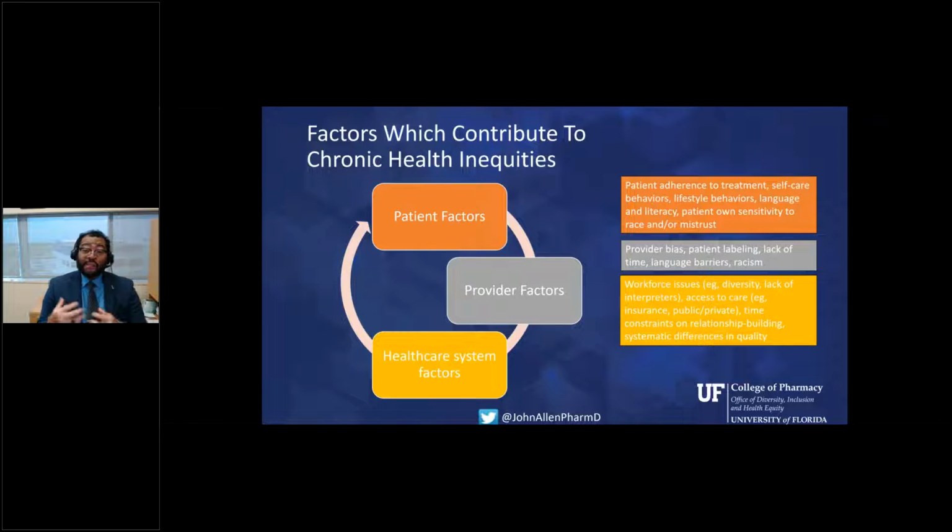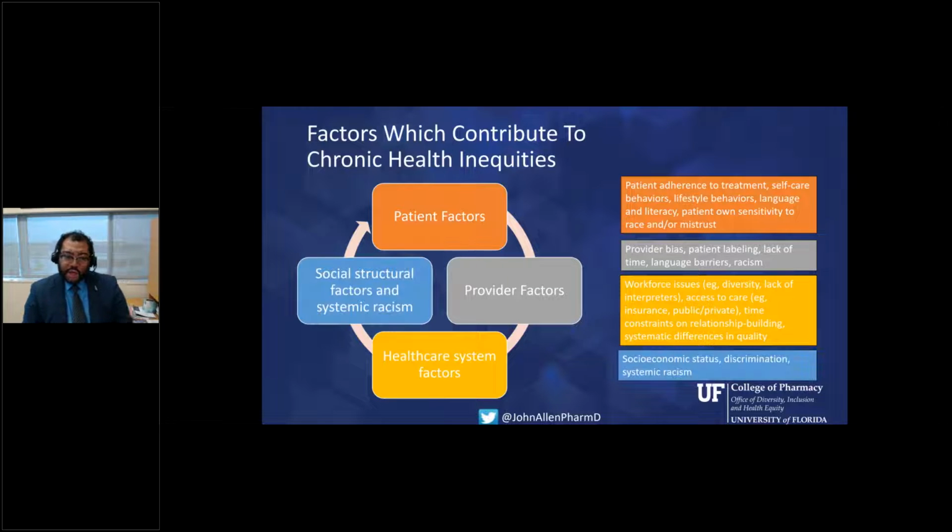Access to care. When we talk about access to care, we're talking about insurance, whether that be public or private insurance. Also, time constraints on relationship building, going back to the time constraints in terms of visits with patients. And then differences in quality, and we'll spend a few moments talking about that when we talk about some of the drivers of disparities in critically ill patients in a few slides. And then lastly, when we talk about chronic health inequities, social and structural factors, as well as systemic racism, can contribute to those chronic health inequities.